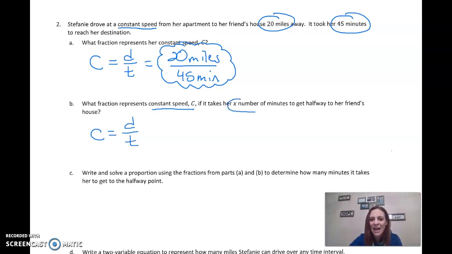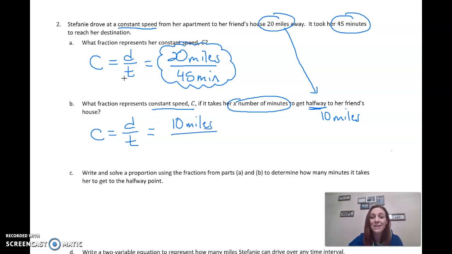If it takes her x number of minutes to get halfway to her friend's house. Halfway to her friend's house? Well, her friend's house, remember, is 20 miles. So halfway. See, look for those little things. I probably try to trick you in there, but you know that half of 20 is 10. So my distance is 10 miles, and my time this time is x number of minutes. So I'm just going to write x minutes.